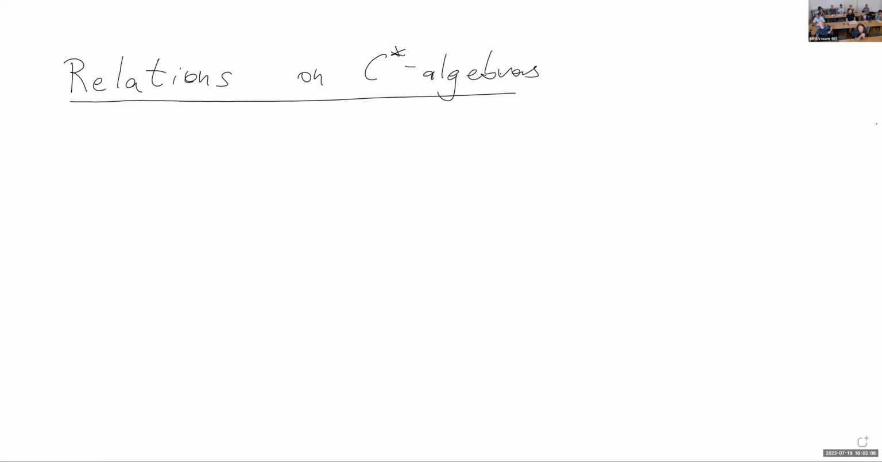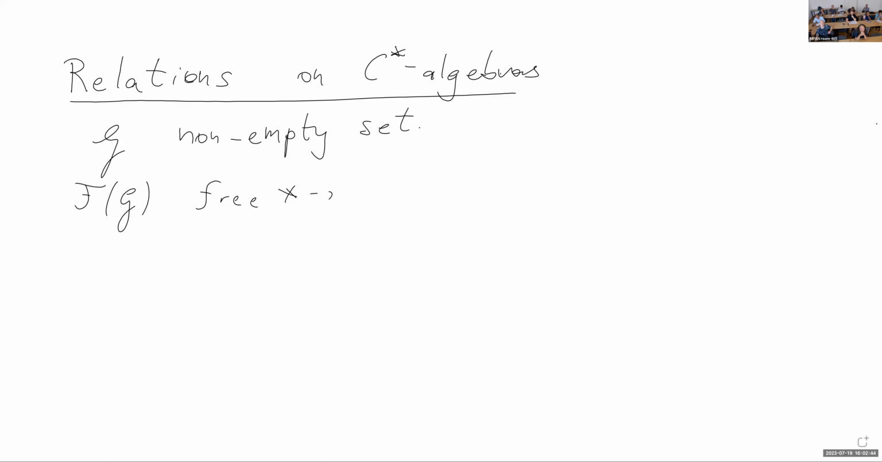So first, just to fix some notation. Instead of using X that I used on Monday, I'm going to use G for a set. This is the set of generators, and I'm going to suppose that it's non-empty. And I'm going to write F(G) for the free star algebra generated by G, which is the complex numbers generated by this set G.